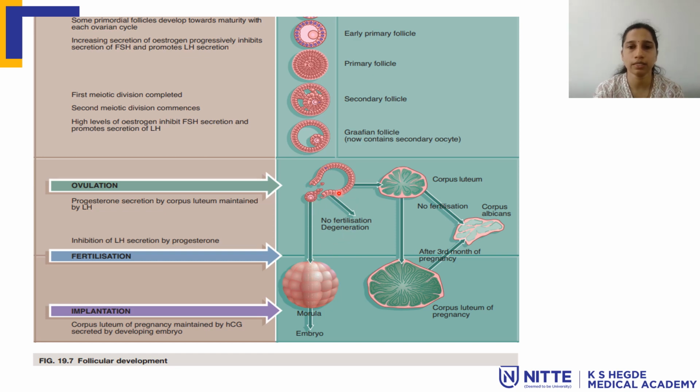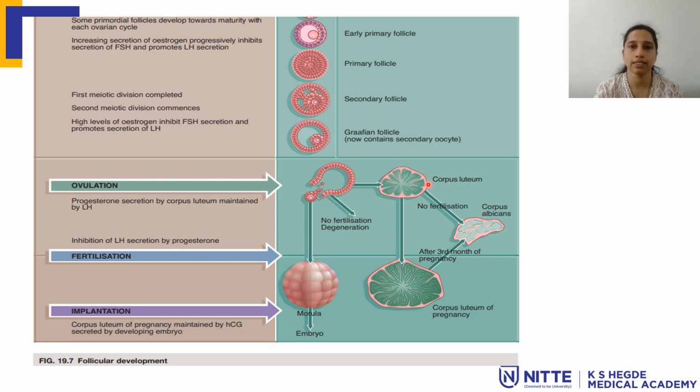The fate of these depends on whether fertilization has happened or not. If there is fertilization, there is embryo formation. If there is no fertilization, this ovum will undergo degeneration. Whereas this layer of follicular cells, the granulosa cells, will get converted into corpus luteum, which will maintain the secretory phase of the endometrium for the next 12 to 14 days of the menstrual cycle.